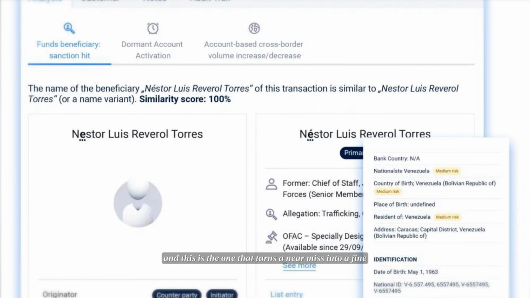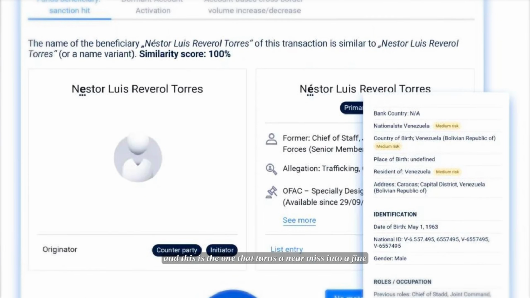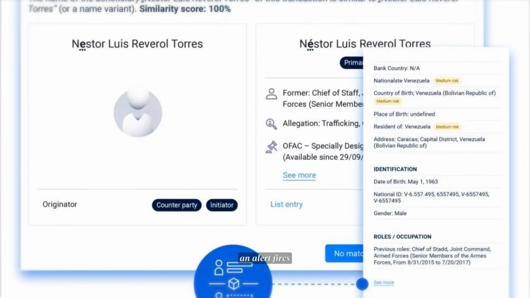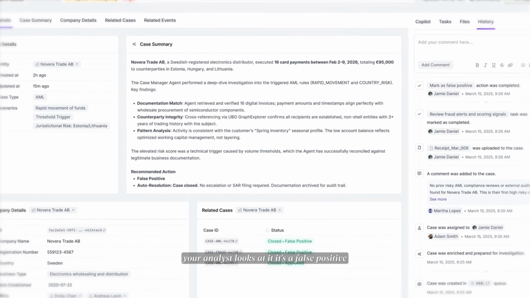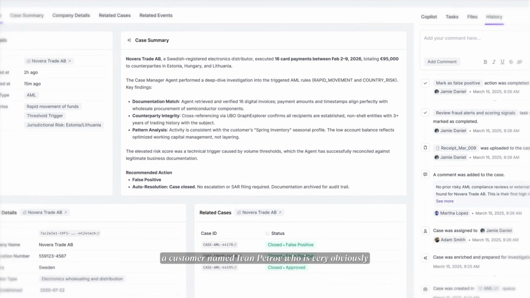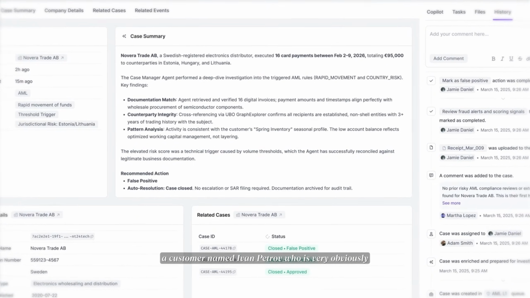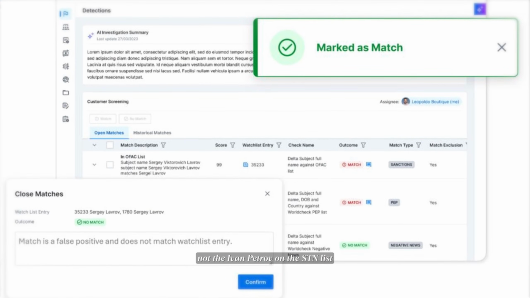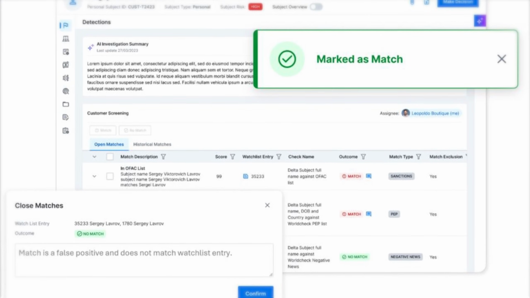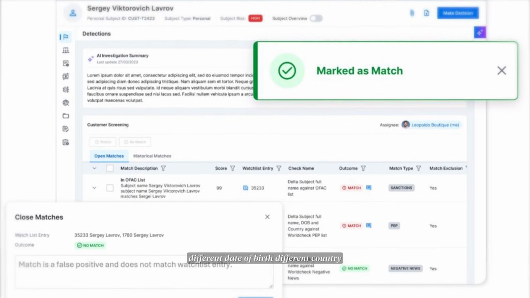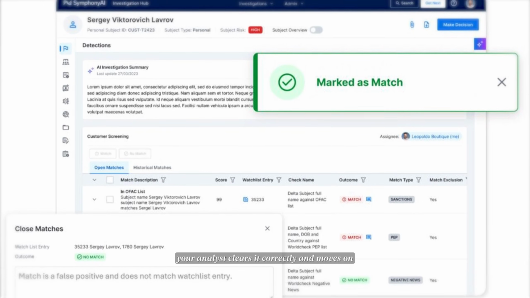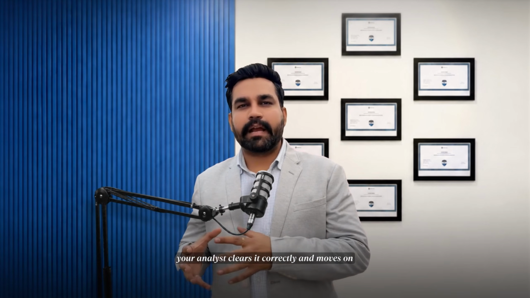Third mistake, and this is the one that turns a near miss into a fine. An alert fires. Your analyst looks at it. It's a false positive. A customer named Ivan Petrov, who is very obviously not the Ivan Petrov on the SDN list. Different date of birth, different country, different everything. Your analyst clears it correctly and moves on.